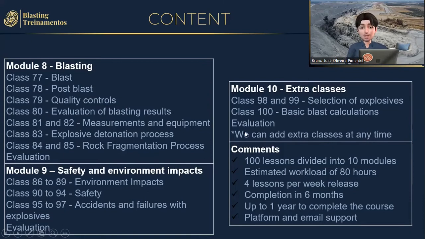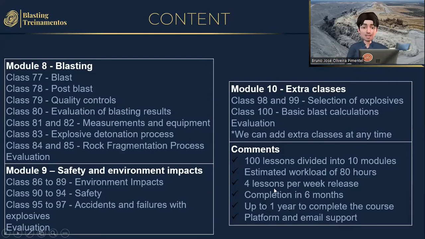Each module has an evaluation. It is a simple assessment with 10 objective questions that review the subjects and concepts seen in the module. The minimum passing score is 70%, but you can retake the evaluation as many times as necessary. So, in summary, we will have 100 classes, which will be divided into 10 modules, and the course workload is between 80 to 90 hours including the time of the evaluations.